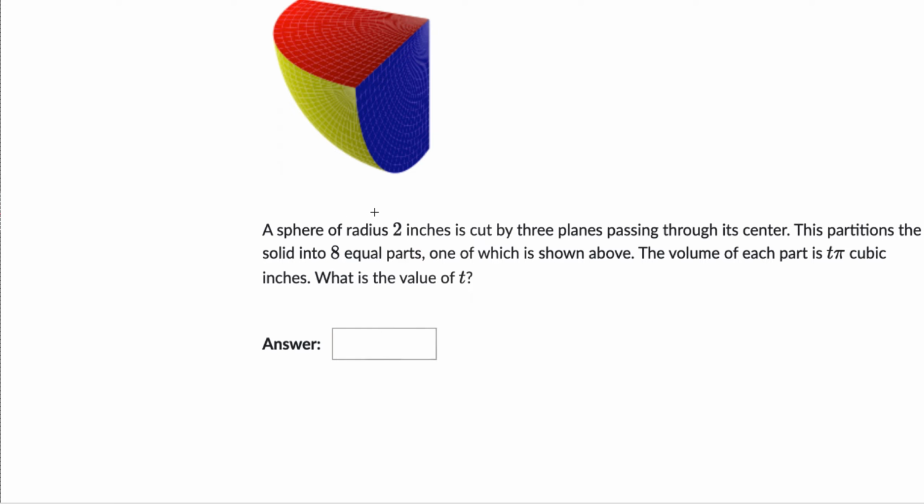It tells us right away that it's a sphere that's cut by three planes passing through its center. This partitions the solid into 8 equal parts, one of which is shown above. So basically, you just have to imagine the sphere being cut up. You don't really need to, because it tells you all the information you need.